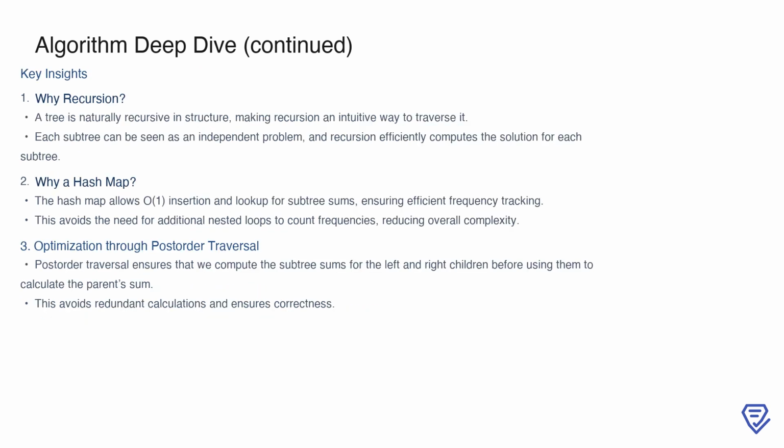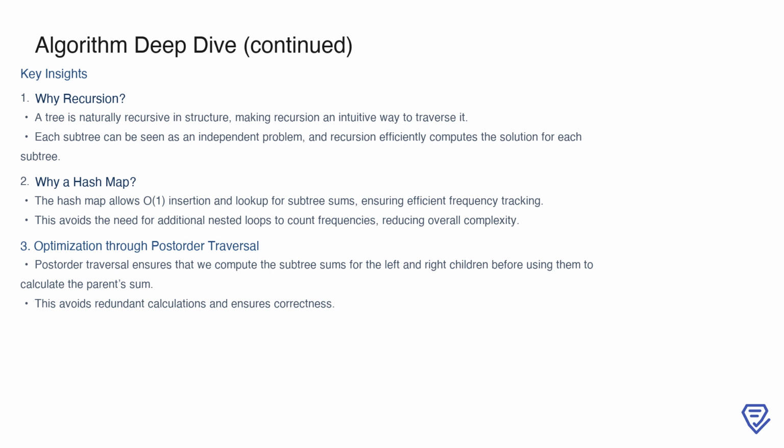Recursion is a natural fit for this problem because binary trees are inherently recursive structures. Each subtree can be treated as a smaller instance of the problem, and recursion allows us to neatly compute the solution for each subtree. Using a hash map is crucial for efficiency, as it lets us insert and look up subtree sums in constant time. Without the hash map, counting frequencies would require additional nested loops, which would significantly increase the complexity of the solution.